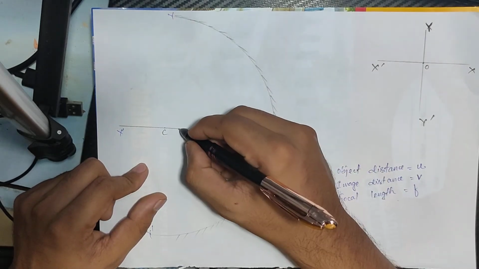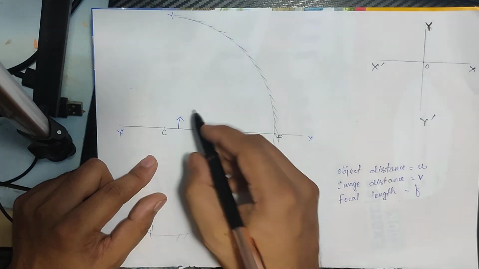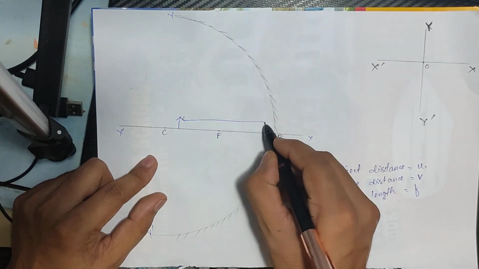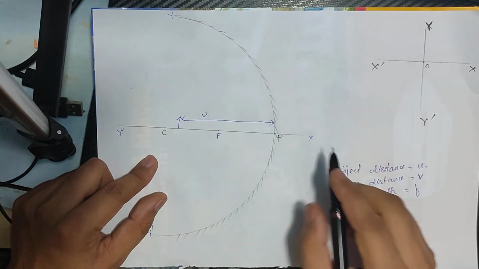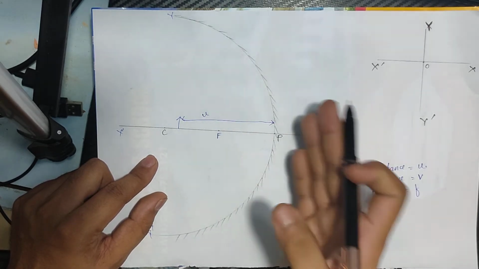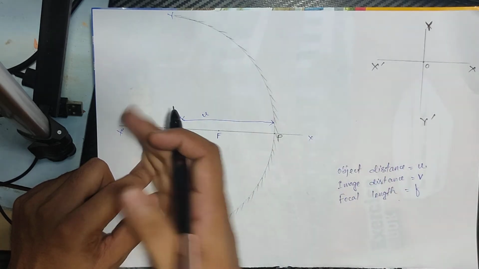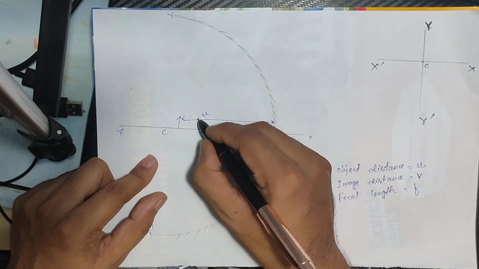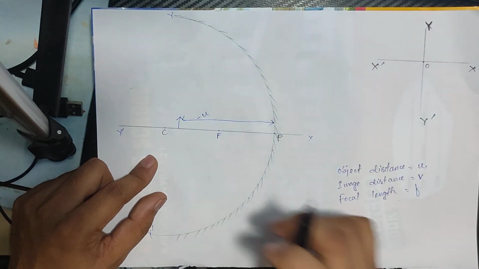Consider we have an object here. This distance is known as what? As I have already told, this is the object distance, which is u. So this length is u. You see which side it is. From the center it is towards the x dash axis, so the value will be minus u. If it is 10 centimeter or 20 centimeter, that will be minus 20 centimeter.